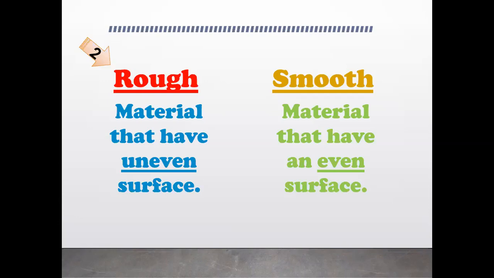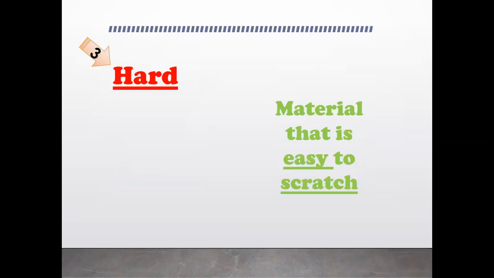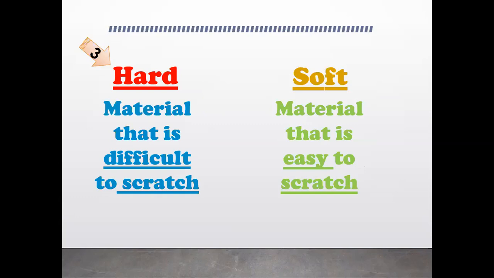What about the smooth material? It's the material that has an even surface, so when you put your hands on it, your hands will be slipping or sliding. This means it doesn't have ups and downs. So we finished shiny and dull, rough and smooth. The third property is hard and soft. Hard means the material is difficult to scratch. If you want to scratch it, you will find it difficult.